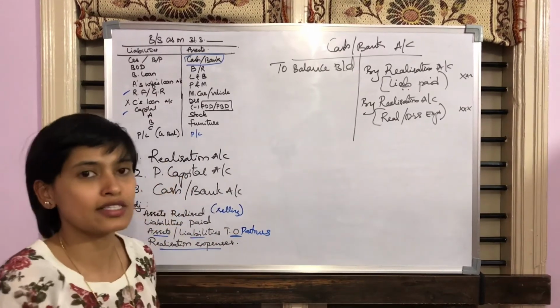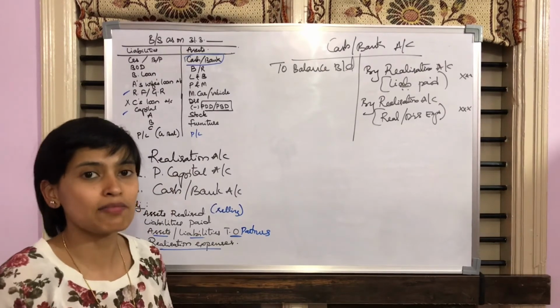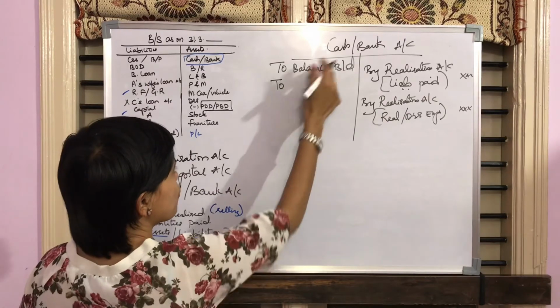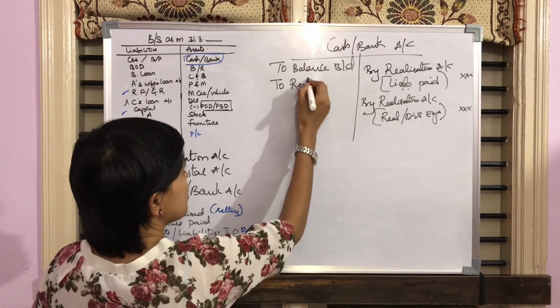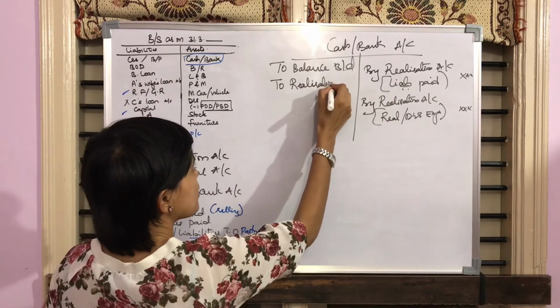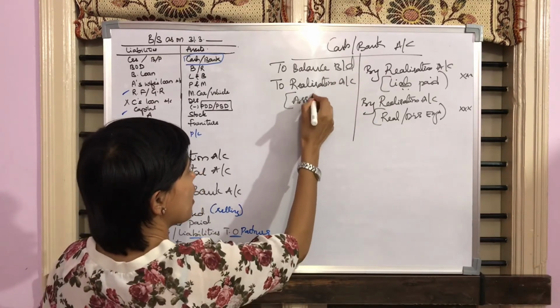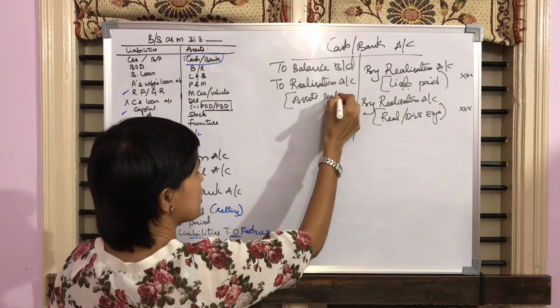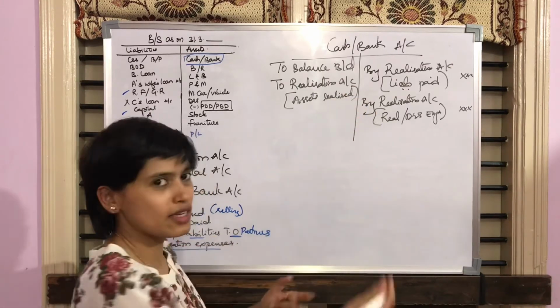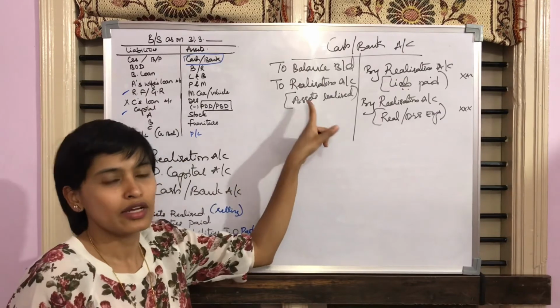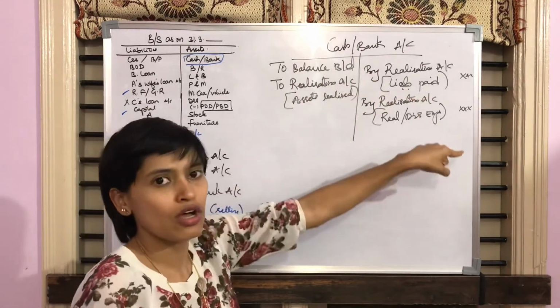Now on the credit side you have the assets being realized, which you will write on the debit side of your cash or bank account as to realization account, nothing but assets realized. Nothing but you're selling the assets, you have gotten value, that amount you're going to write on the debit side of your cash or bank.